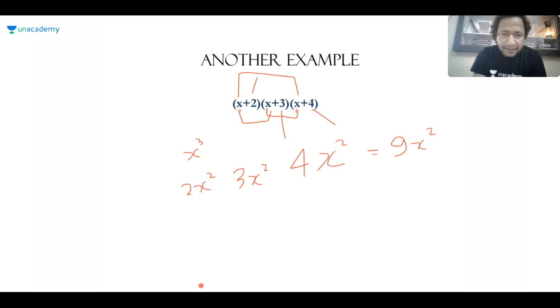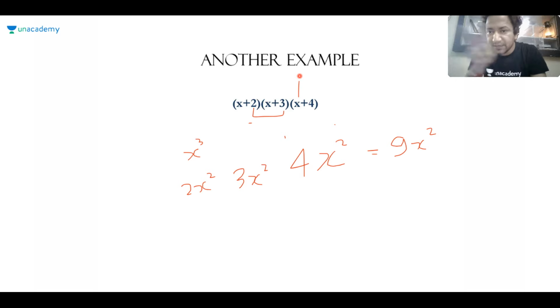Now coming to the third step. The third step, we have to choose only one variable and two constants. One variable and two constants. So let us say that I chose the constants from the first two brackets. I'll choose the variable from the third bracket. Now this will make, tell me everyone, what would the answer be in this case? I chose the constants from the first two brackets and the variable from the third bracket. What would I get?